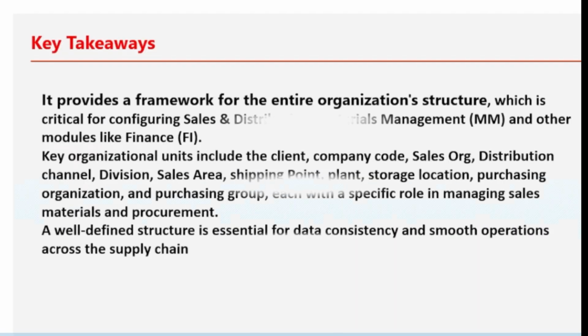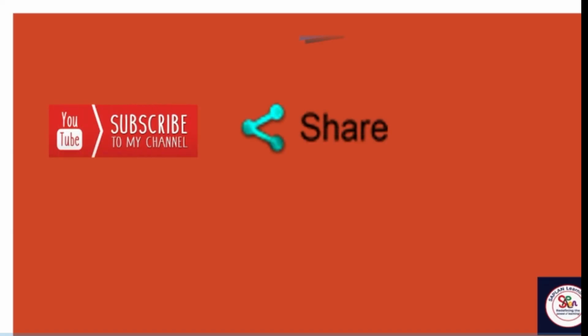What are the key takeaways? Enterprise structure provides a framework for the entire organization structure, which is critical for configuring your SD module, MM, and other modules like your finance and production planning. So key organization units included in these three core modules are company code, sales organization, distribution channel, division, sales area, shipping point, plant, storage location, purchasing organization, and purchasing group, which is from the material management side, each with a specific role in managing sales, material, and procurement. So a well-defined structure is essential for data consistency and smooth operation across the supply chain. So that's how it is.